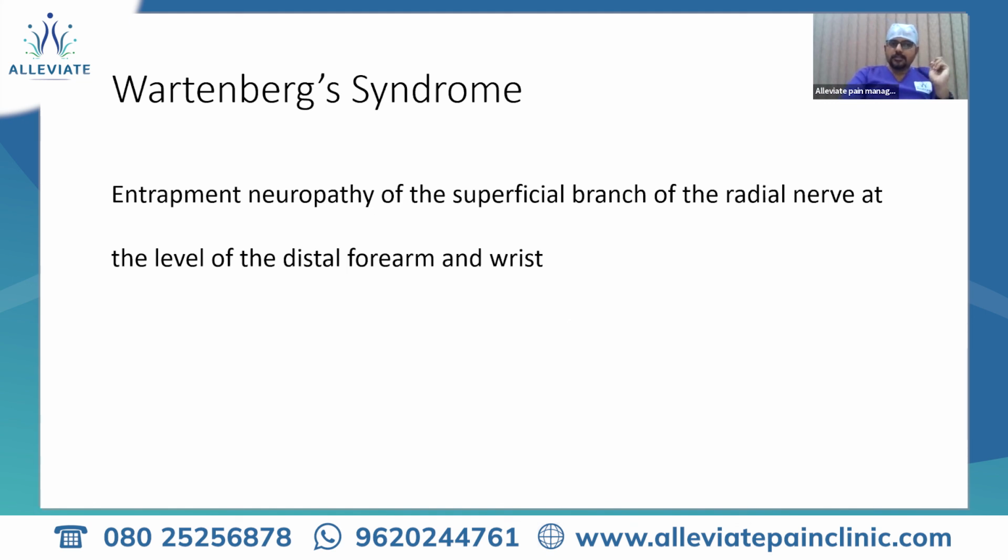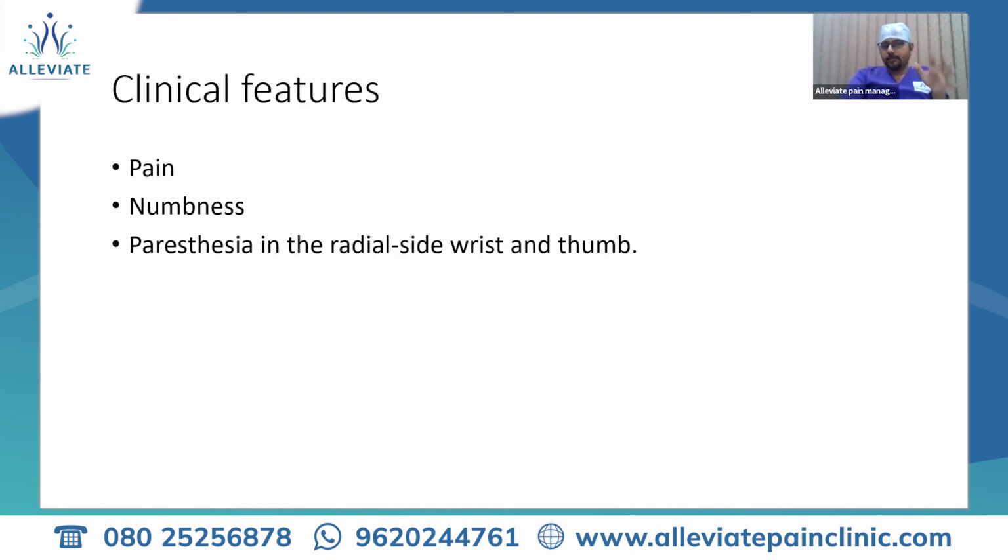So coming to the last syndrome, that's Wartenberg syndrome. That's entrapment neuropathy of the superficial branch of the radial nerve at the level of the distal forearm and wrist. Okay. So the clinical features can be pain in that area, numbness and paresthesia in the radial side of the wrist and the thumb. So this is the one which can mimic De Quervain's tenosynovitis. Again, ultrasound can help you there. The pain is on the same side, you don't know what it could be. So put your ultrasound probe there and evaluate the tendons. Okay, evaluate the tendon and look for the nerve also.